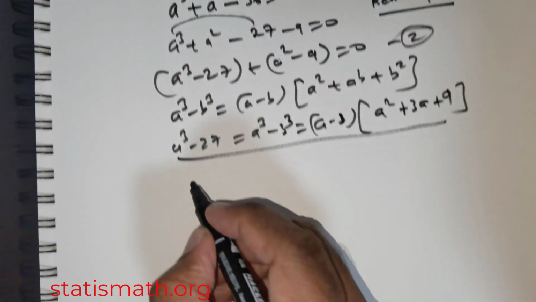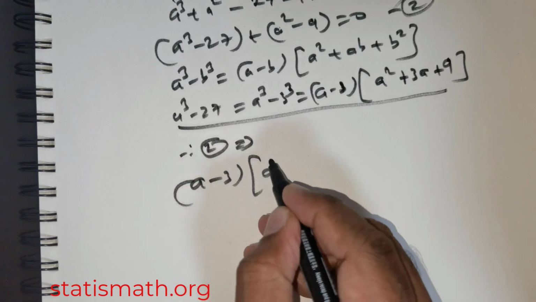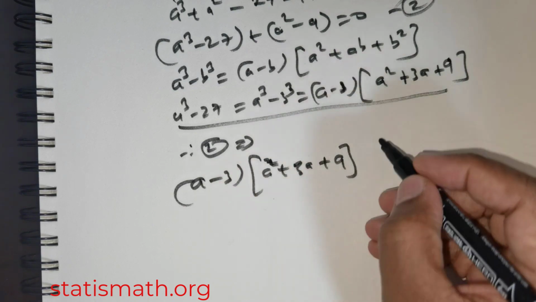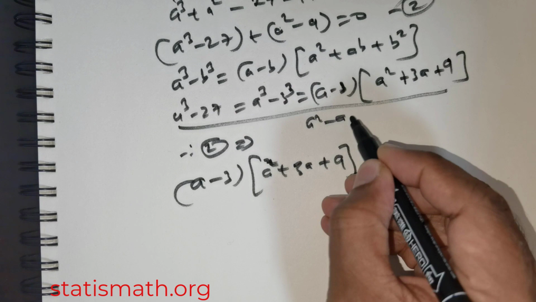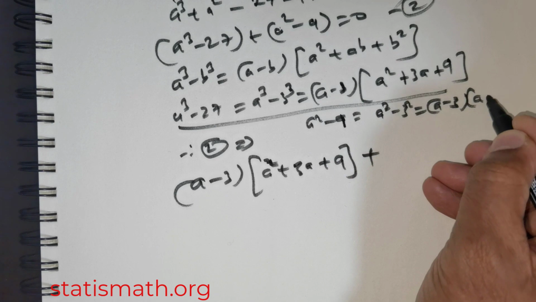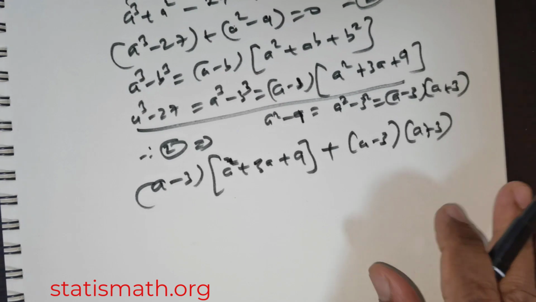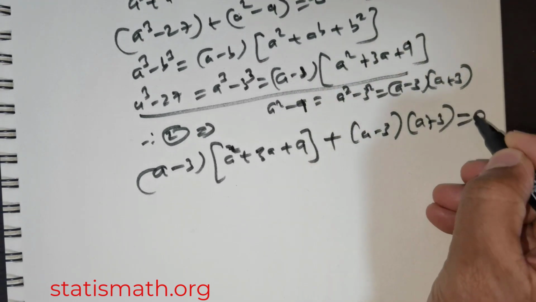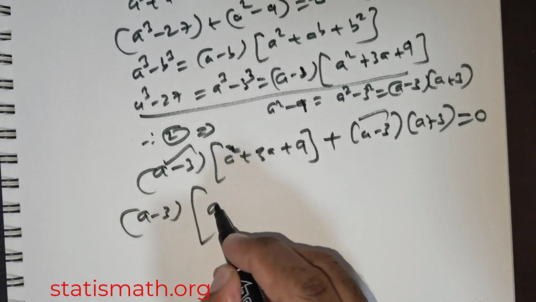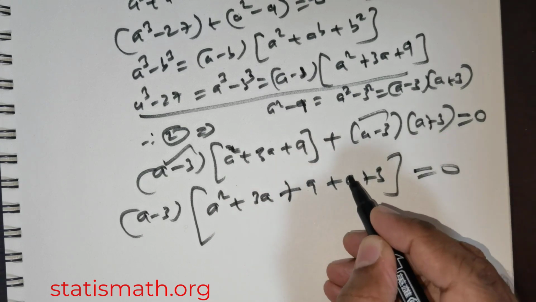So the first part can be rewritten as a minus 3 times a squared plus 3a plus 9, and a squared minus 9 is nothing but a squared minus 3 squared, which can be written as a minus 3 times a plus 3. That's exactly what I'm going to do. On the right hand side I got 0. Now a minus 3 is common, I can take it out. So I get a squared plus 3a plus 9 plus a plus 3 is equal to 0.